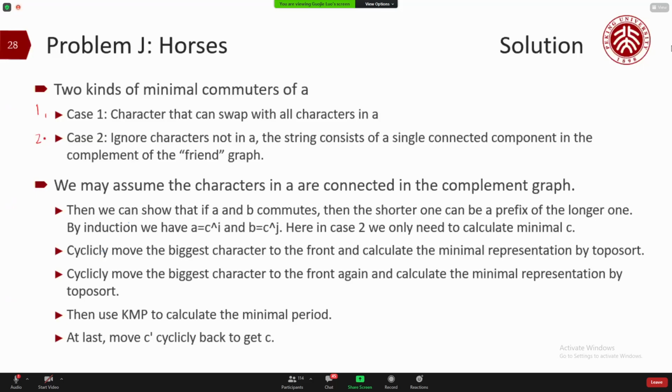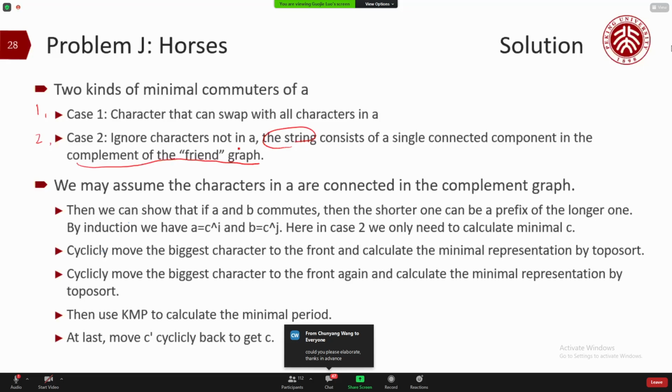The second case is that we ignore the characters not in A and only consider characters in A. The string consists of a single connected component in the complement of the friend graph. The friend graph means that if two adjacent characters are friends, we can swap them. The complement of the friend graph is that we cannot swap them; we are forbidden to swap.